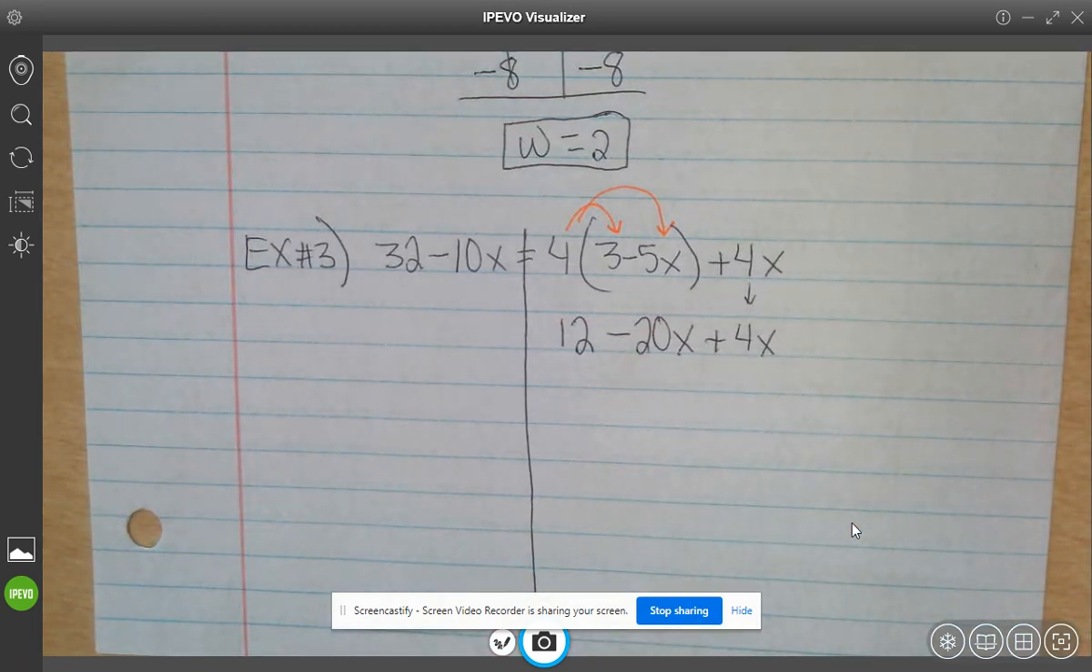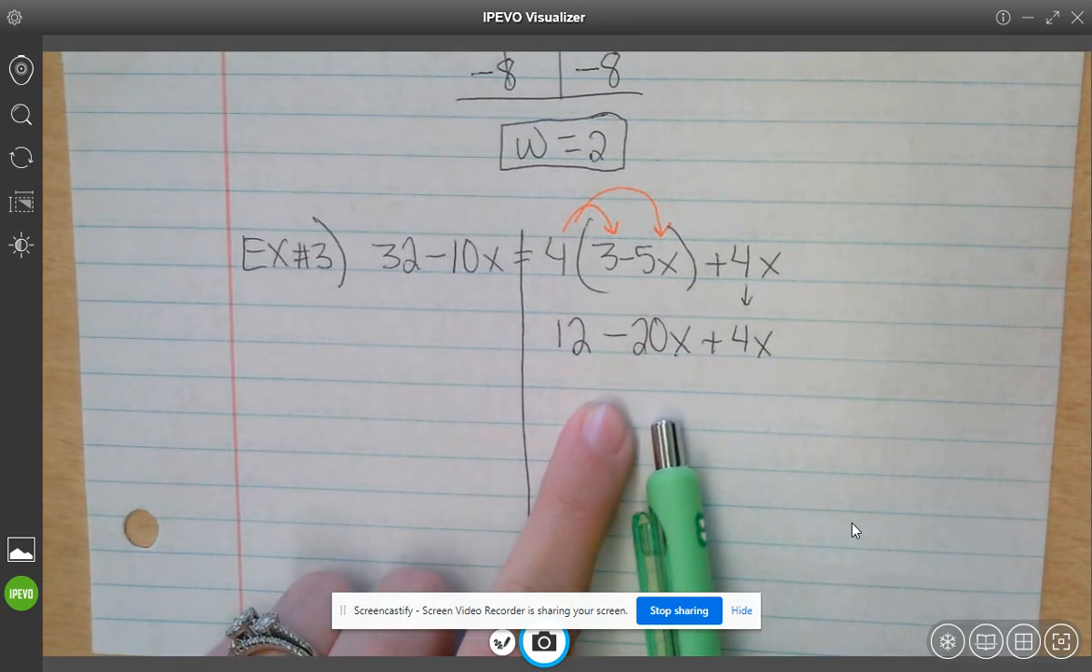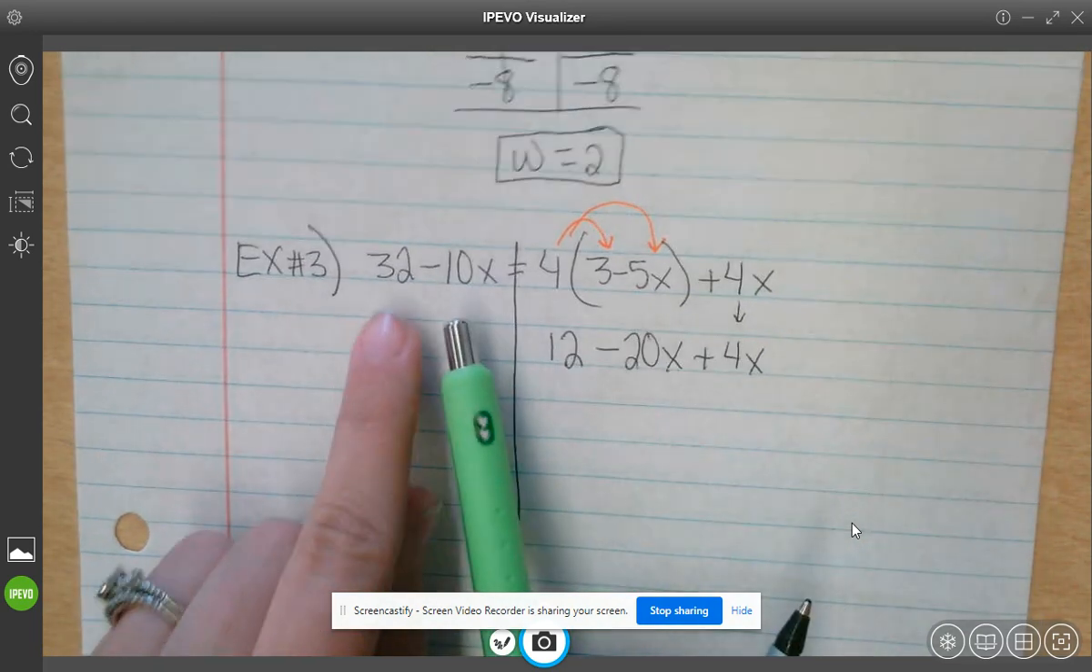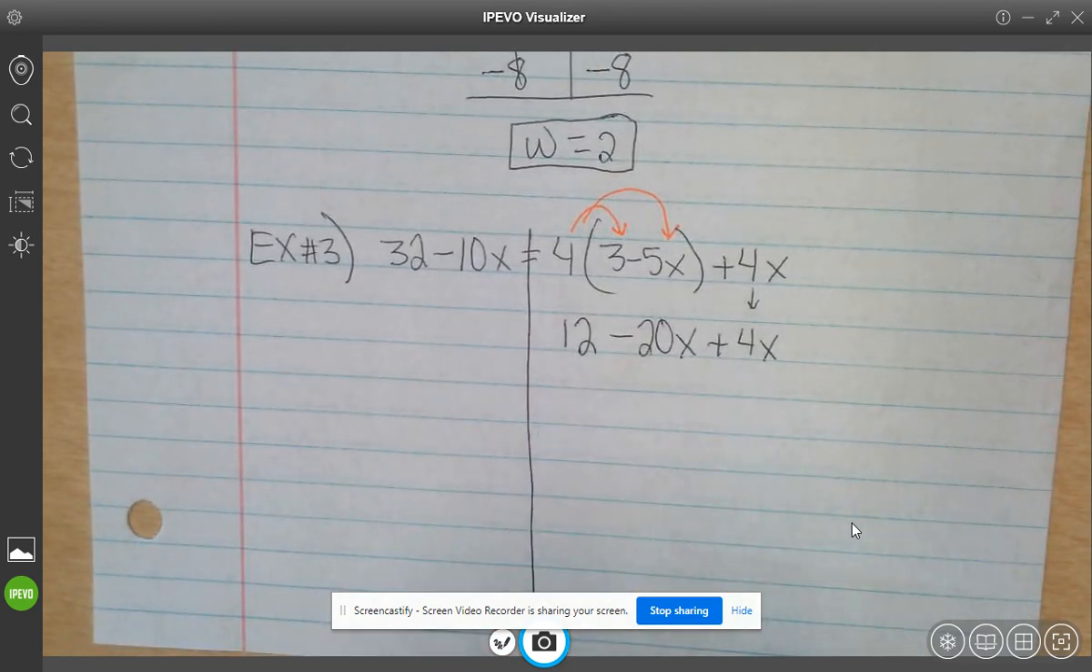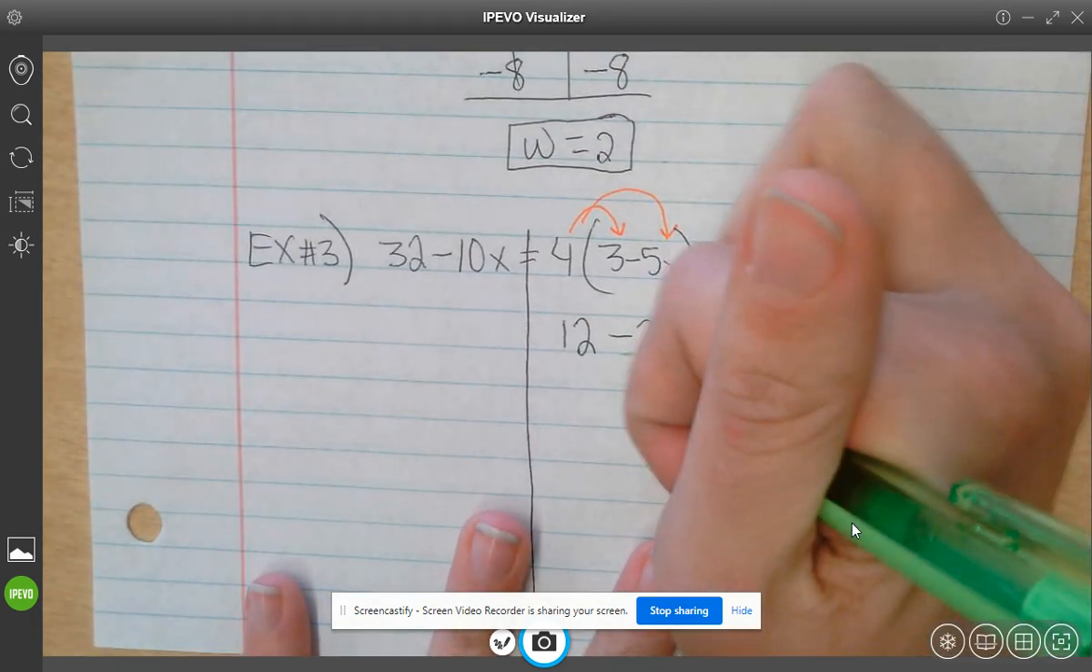Okay, I still don't have this side completely simplified because over here I have a number and a variable. Here I have a number, a variable, and another variable. So I've got to combine my like terms.